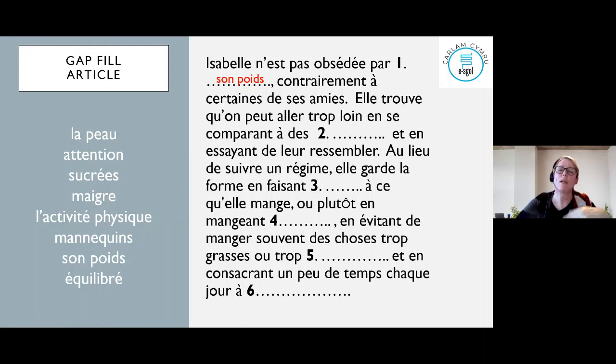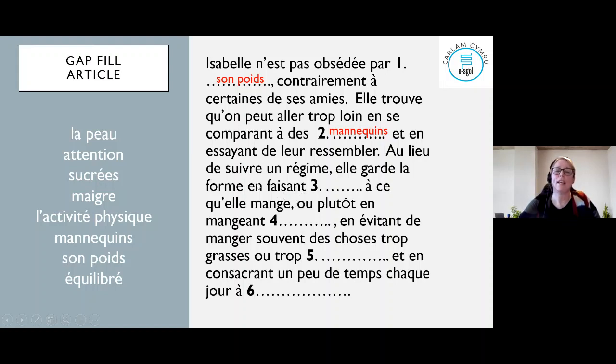If we go a little bit too far, if we compare ourselves to who, what people would we be comparing ourselves to here? The word mannequin, yes, plural, and these are people. En essayant de leur ressembler, so you're trying to look like them, resemble them. Au lieu de suivre un régime, elle garde la forme en faisant something. What is she doing? Attention à ce qu'elle mange, ou plutôt en mangeant something.